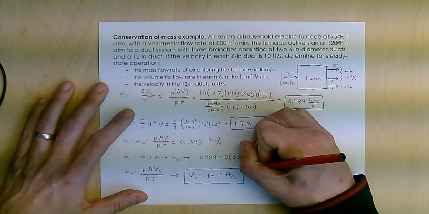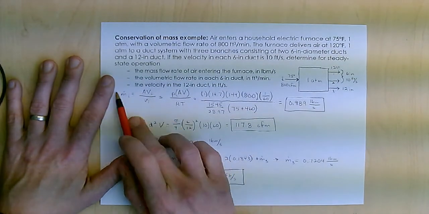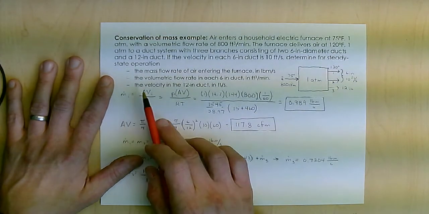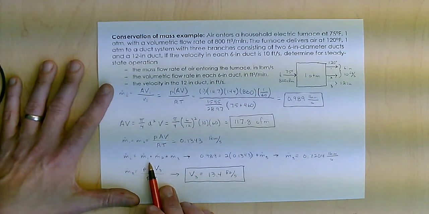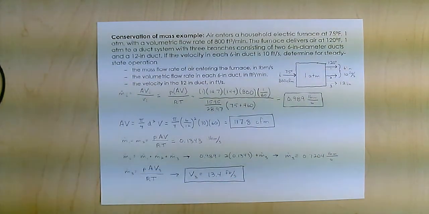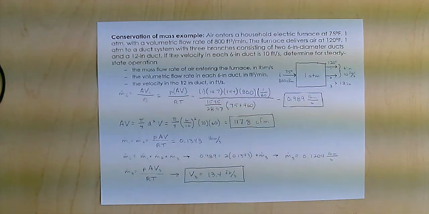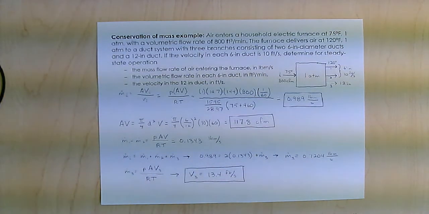So again, the main two things here are, this is our relationship for mass flow to volumetric flow, and then my conservation of mass principle, where the mass flow in has to equal the mass flow out, helps us determine the different flows in each of the ducts.